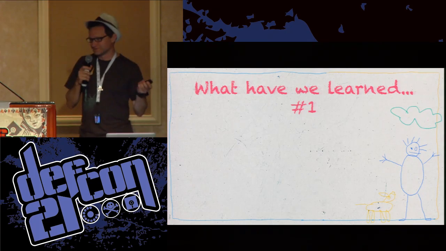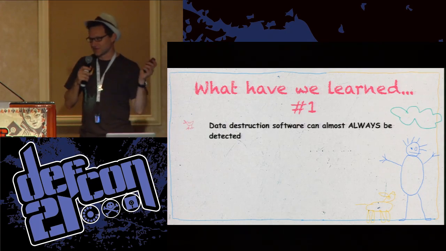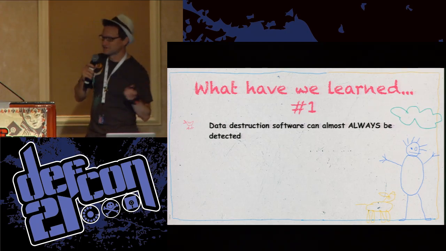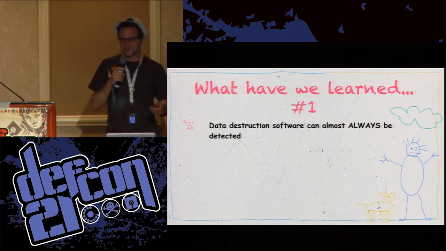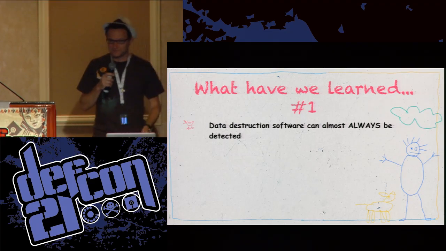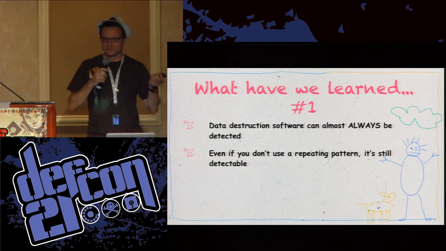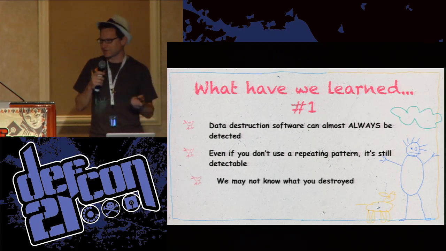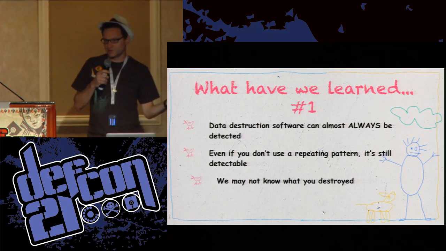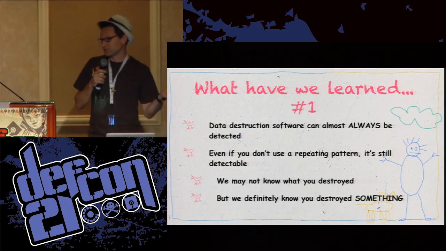So what have we learned? I admit the first part was actually the second part. There was no Sarah Palin in this case. But data destruction can almost always be detected. Even if you don't use a repeating pattern, it's still detectable. We see it all the time. There's artifacts left behind that could be part of the pattern, or there's artifacts in the operating system itself. So we might not know what you've destroyed, but we'll definitely know you destroyed something.